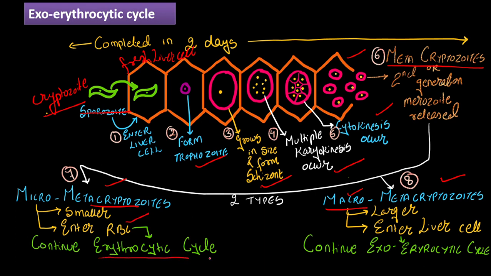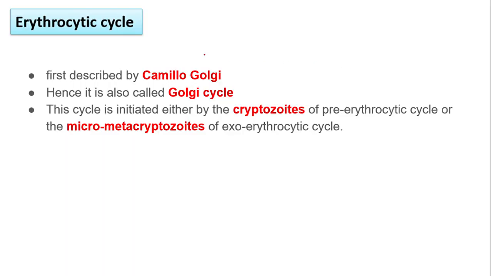That cycle we call it as erythrocytic cycle. Larger one is going to enter into liver cells. That we call it as exoerythrocytic cycle. Right? Now let's enter into erythrocytic cycle. I want full attention over here. This is also called as Golgi cycle because it was described by Camillo Golgi.